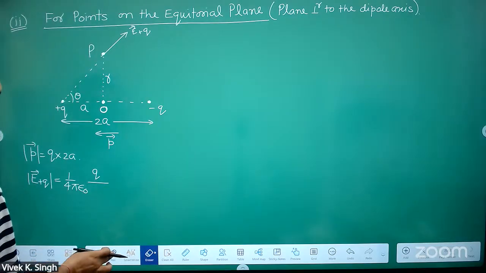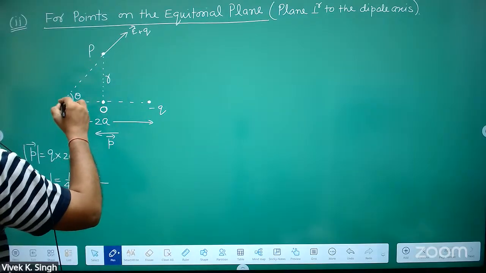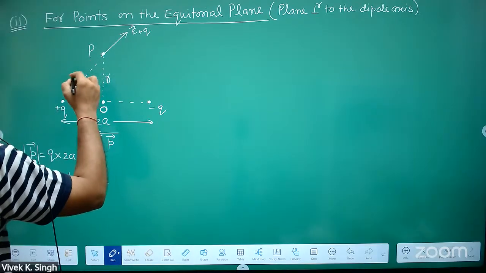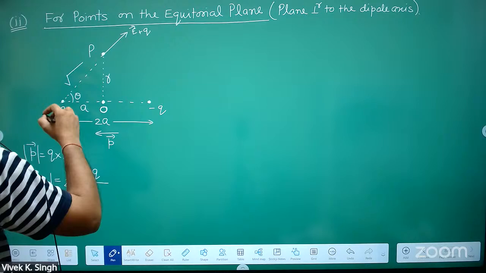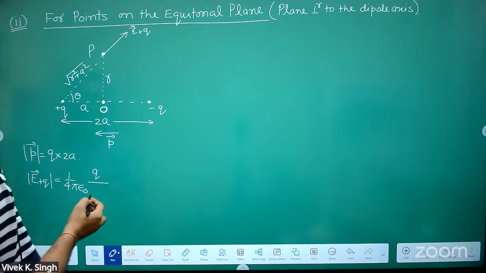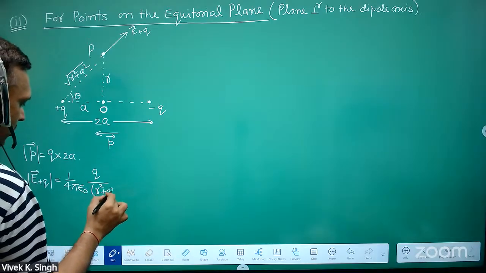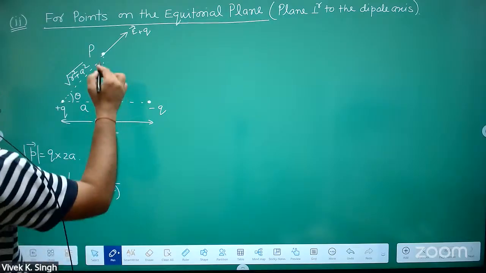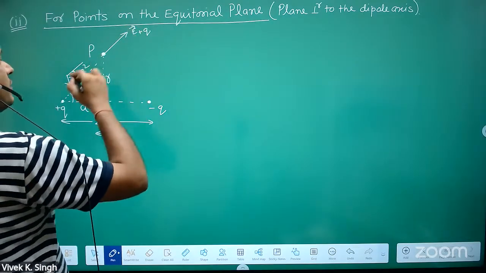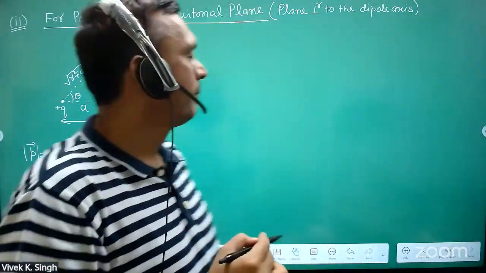So what will be the electric field? You have to write the distance from this point to this point. So this length is under root r square plus a square. So this will give you 1 by 4 pi epsilon naught q by (r square plus a square), and the direction is radially outward from plus q charge.